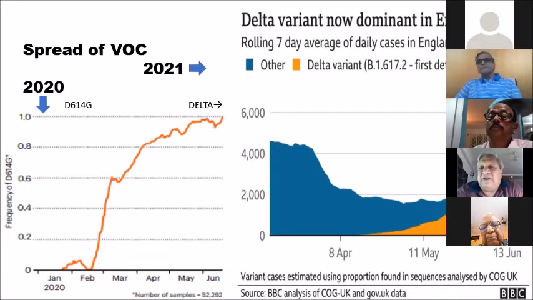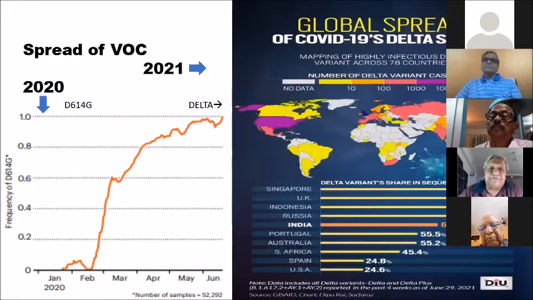In England, where they sequence at least 5% of the isolates, they notice that since May of this year, the Delta variant has become the dominant variant causing infection. And it is not only in India that we've had the Delta variant, but in Singapore, in Indonesia, in Russia, in Africa, and in USA too, from 5% to 10%, now 20%, it's rapidly spreading.